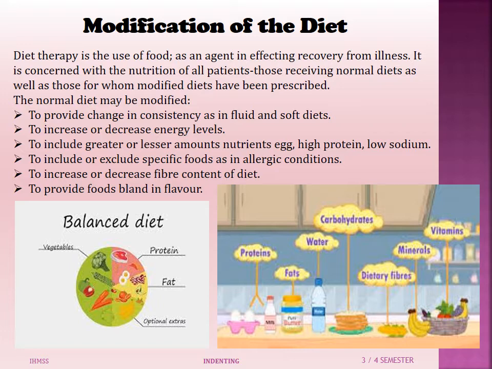The normal diet may be modified as follows: to provide change in consistency as in fluids and soft diets, to increase or decrease energy levels, to include greater or lesser amounts of nutrients such as high protein, low sodium, to include or exclude specific foods as in allergic conditions, to increase or decrease fiber content of the diet, to provide food bland in flavor.